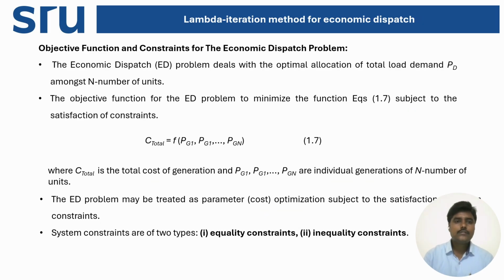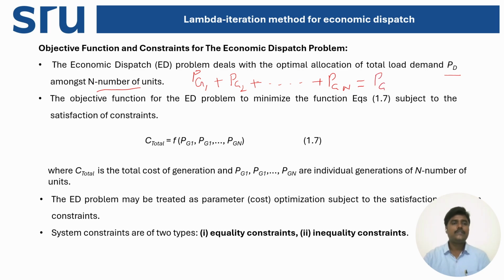Now let's see about the Lambda-Iteration method that is used for economic load dispatch. So the objective function and constraints for the economic load dispatch problem we are going to see now. The economic load dispatch problem deals with optimum allocation of total load demand PD among n number of units. Suppose there are n number of units and each generator is giving its individual power output, that can be expressed as Pg1 plus Pg2 and so on up to Pgn, that is equal to the total power generation Pg.